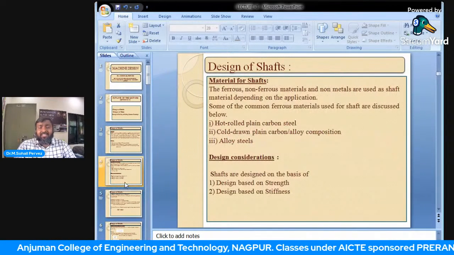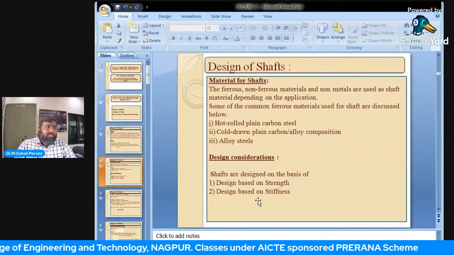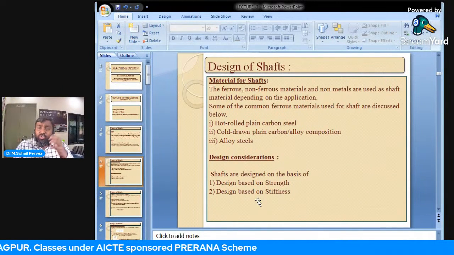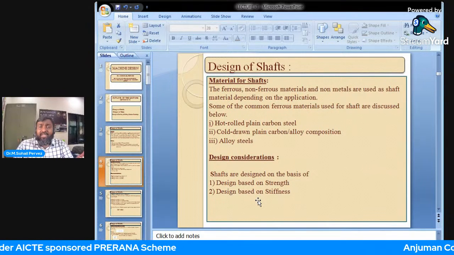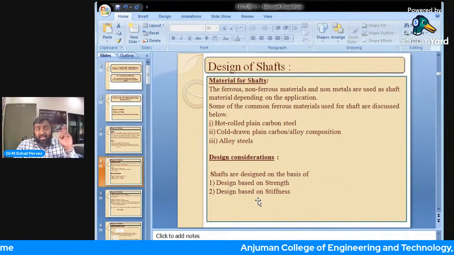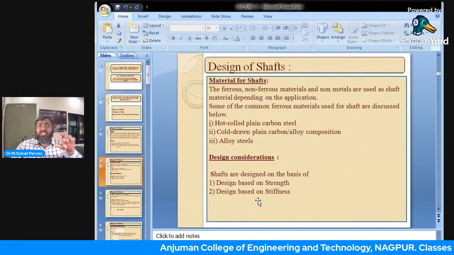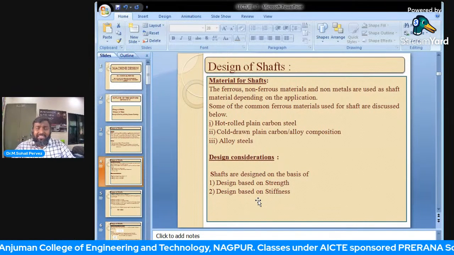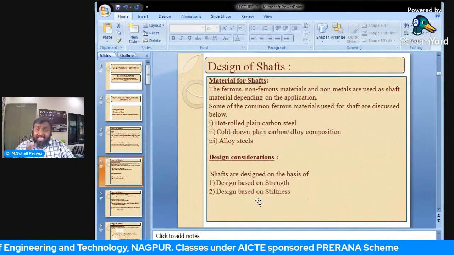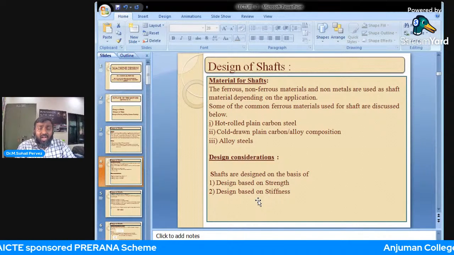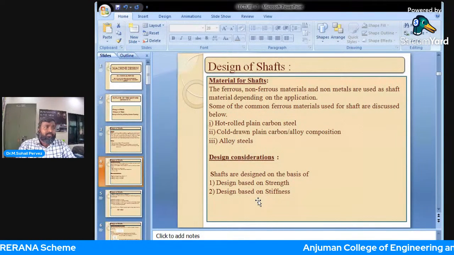So what does it tell us? It tells us what factors should be considered while designing a shaft. While designing a shaft, there are two factors. Number one, the torsional strength, twisting, torsional strength. Number two, its stiffness. Now, again, stiffness is categorized under two sections, that is torsional stiffness and lateral stiffness.